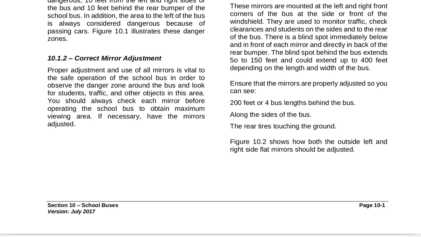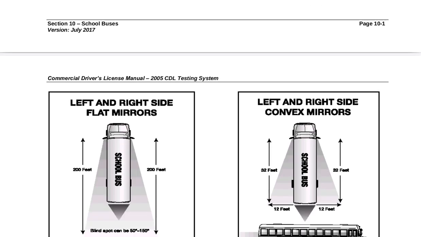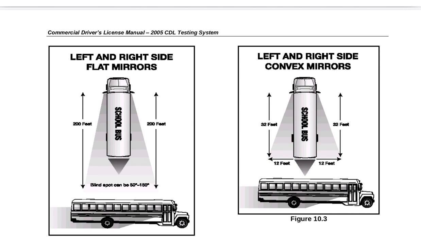Ensure that the mirrors are properly adjusted so you can see 200 feet or 4 bus lengths behind the bus, along the sides of the bus, and the rear tires touching the ground. Figure 10.2 shows how both the outside left and right side flat mirrors should be adjusted. So 200 feet, blind spot can be 50 to 100, and 200 feet on the right, left and right.